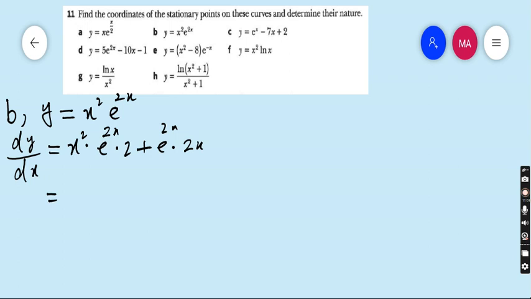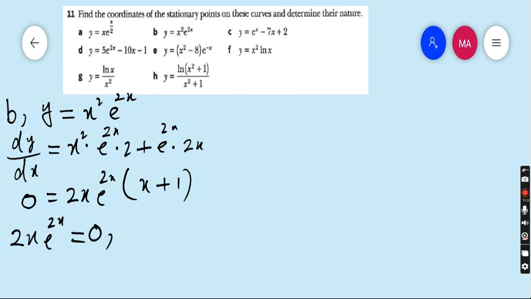Again we have to take common from both the expressions, which is 2x e power 2x. So the answer is x plus 1. Now replace this derivative by 0. So we have 2x e power 2x is equal to 0 and x plus 1 is equal to 0.